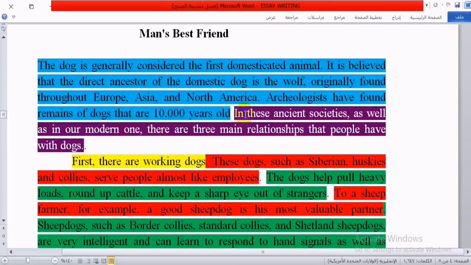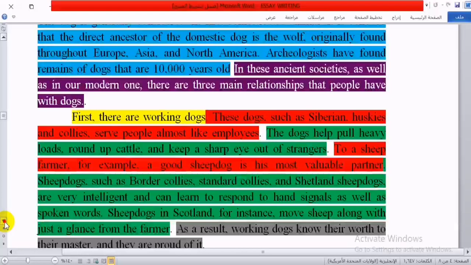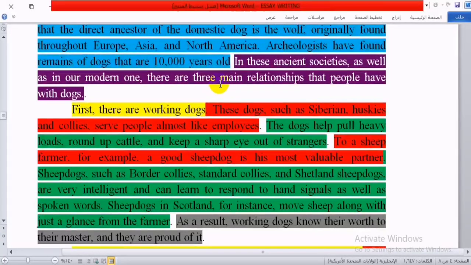Then we move to be more specific, writing the thesis statement of the essay: in ancient societies as well as our modern one, there are three main relationships that people have with dogs. So here is the topic about which we are going to discuss in our essay. We are going to defend it. Since I said three main relationships, I should explain each one in a single paragraph.